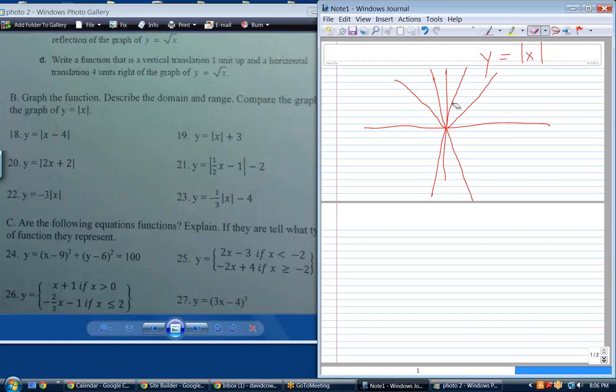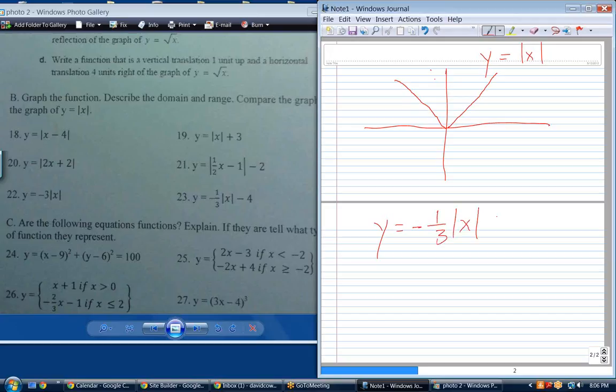And let's look at the next one, 23. Here we have y equals minus 1/3 absolute value of x minus 4. So you've got multiple things going on here. We'll start with this, although this is not the order we want to apply them. It's just the order in getting to know them.